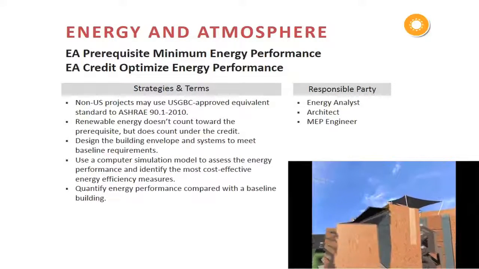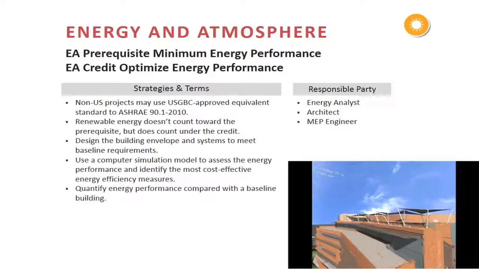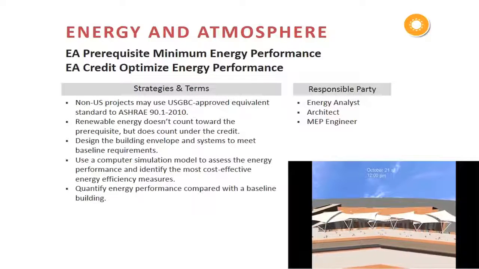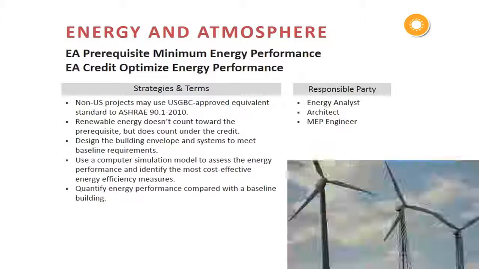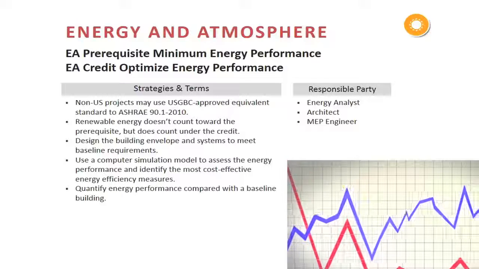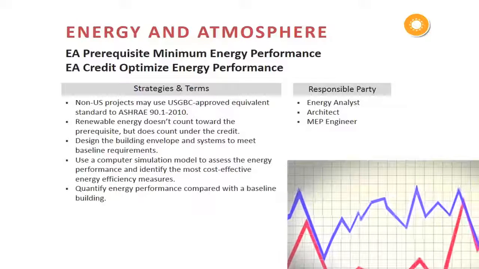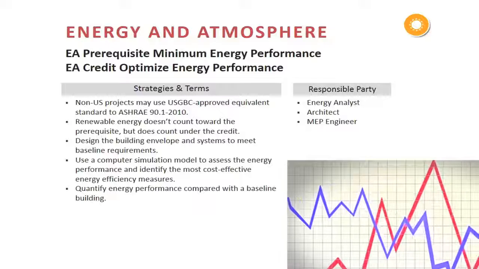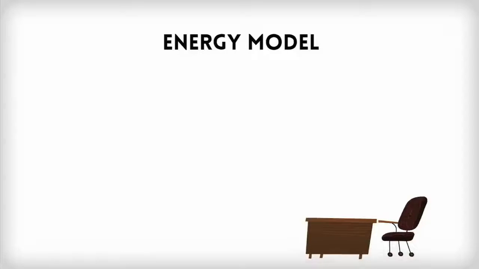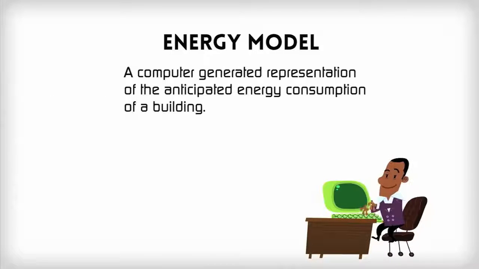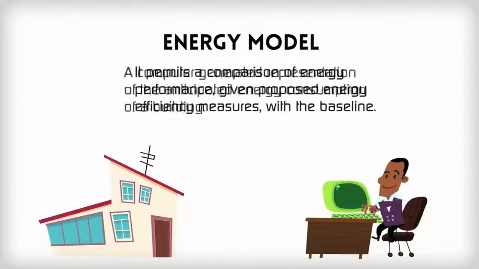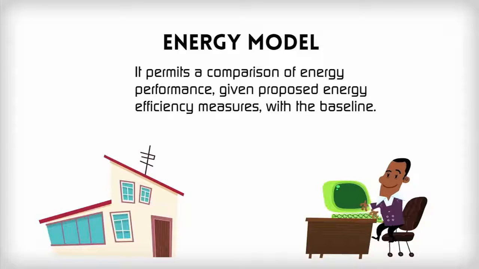And then finally, because we're talking about an energy savings, we have to have something to compare it to. So within ASHRAE 90.1 2010, specifically in Appendix G, is where they define what the baseline building should look like. And the baseline building in this case is one that just meets, but does not exceed, the ASHRAE requirements. Okay, so here we look at a formal definition of an energy model. It's a computer-generated representation of the anticipated energy consumption of a building. It permits a comparison of energy performance given the proposed energy efficiency measures against the baseline condition.